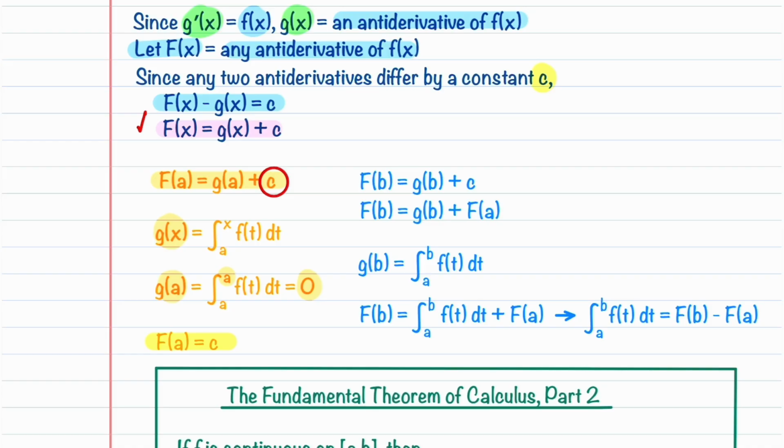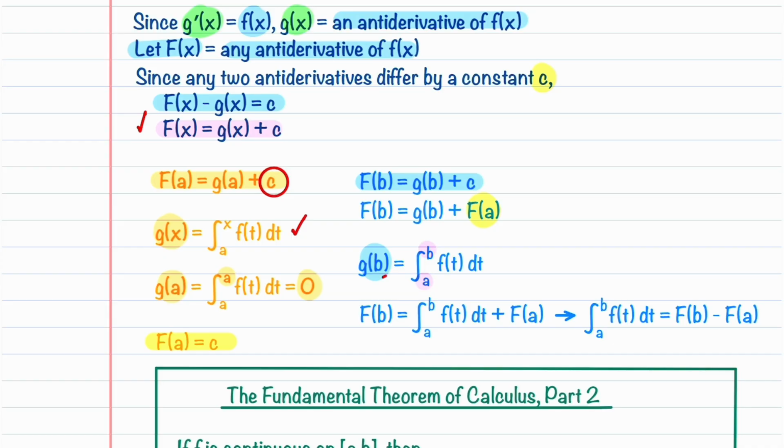Now we are going to let x be equal to b. So let's come up here to the right, and we let x be equal to b, and we get capital F of b is g of b plus c. Now, we know what c is, and we can substitute in that c is capital F of a. Now we're going to look at this formula for our integral, and we're going to let x be equal to b. That gives us that g of b is the integral from a to b of f of t dt. Hang with me, we are almost done.